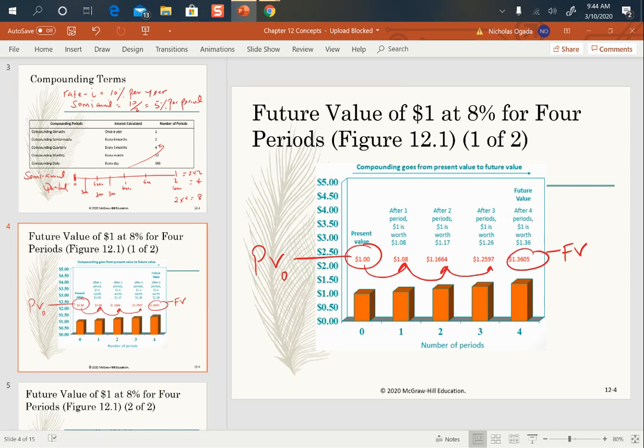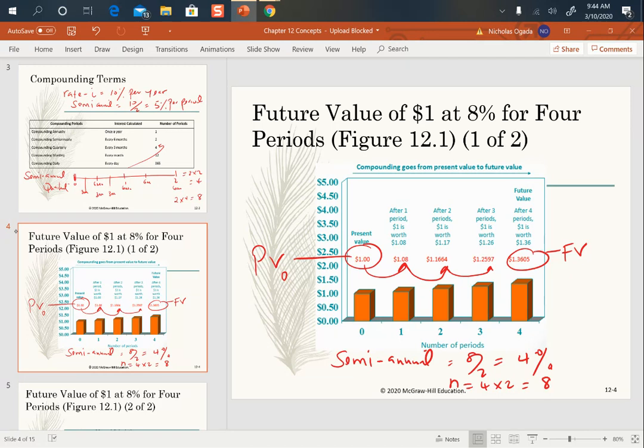Now, remember, if this was a semi-annual case, then the terms are going to change. If this was semi-annual, then the rate is no longer 8%. The rate is going to be 8 divided by 2 periods per year, so your rate is going to be 4%. And the number of periods, the N, is no longer 4 years. The N will be 4 times 2, which is 8. So you end up having 8 periods, and the rate will be 4%. And you can use those terms to compute the future value.